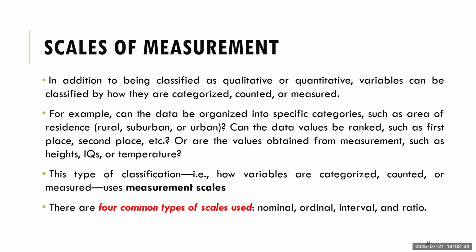But there are four major scales of measurement in statistics. They are the nominal scale, the ordinal scale, the interval scale, and the ratio scale. The code is NOIR. Nominal scale, ordinal scale, interval scale, and ratio scale. Now, the nominal and the ordinal scale are categorical, while the interval and the ratio scale are numerical.